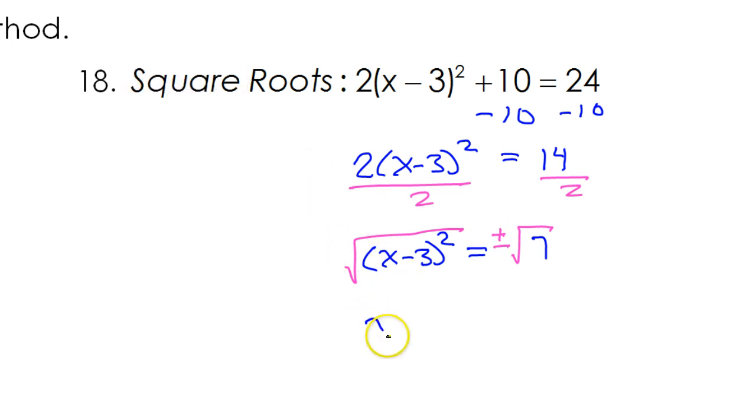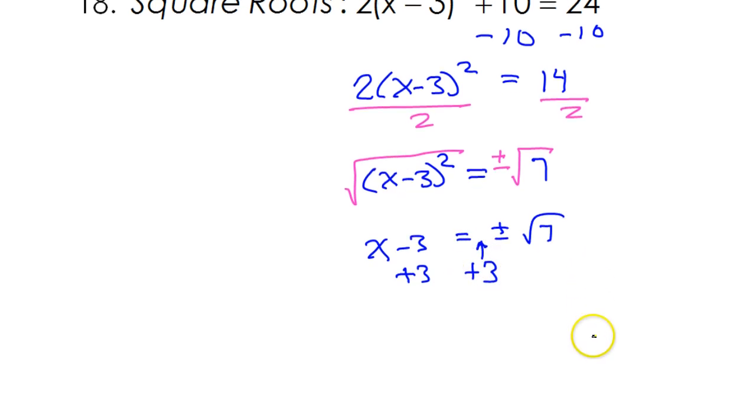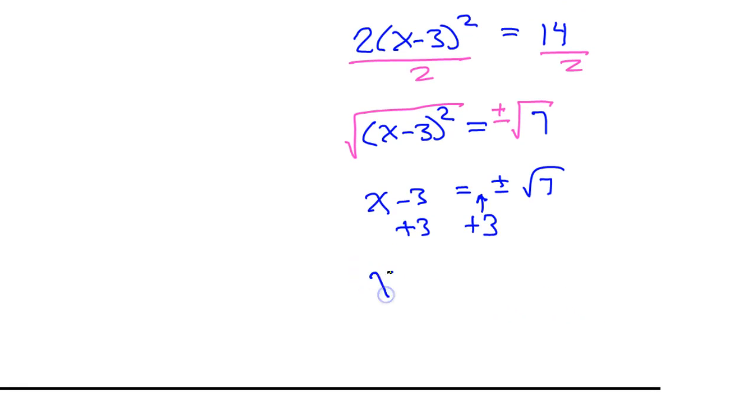So now I have x minus 3 equals plus or minus radical 7. So one more step. We got to get x by itself. We will add 3 to both sides, but we will put it in the front right there. So that's going to give us x equals 3 plus or minus radical 7. Okay, so that is the answer.